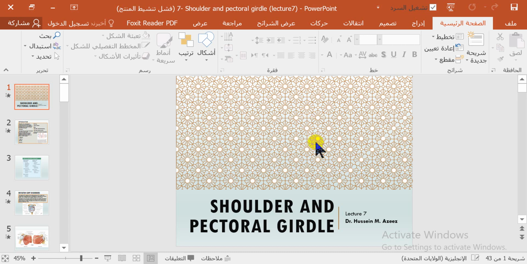Bismillah ar-Rahman ar-Rahim. We come to the regional orthopedic problems, and we started by the upper limb. And the first region to be discussed is the shoulder and pectoral girdles.